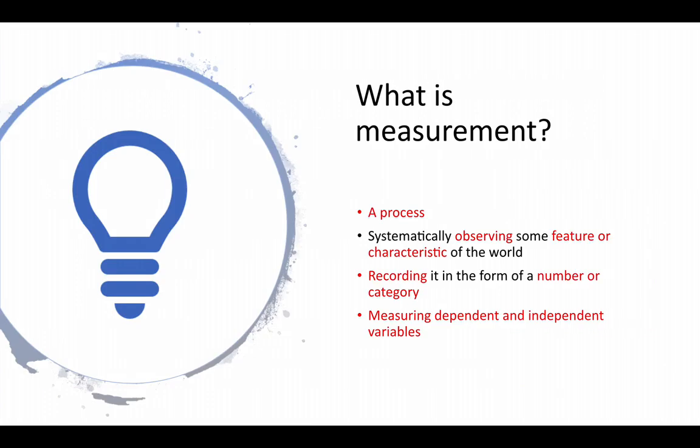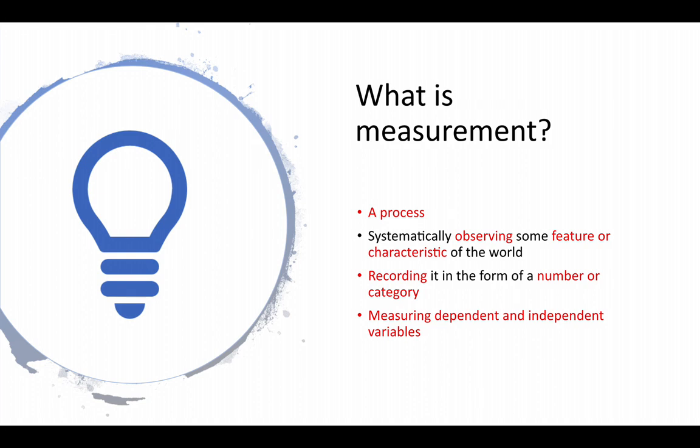All right, so what is measurement? Measurement is a process, right? It refers to systematically observing some features or characteristics of the world. Then you record it, right, in a number or in a category. And this measurement is particularly important because we are going to use them to measure our dependent and independent variables, or some other control variables we haven't referred to here.